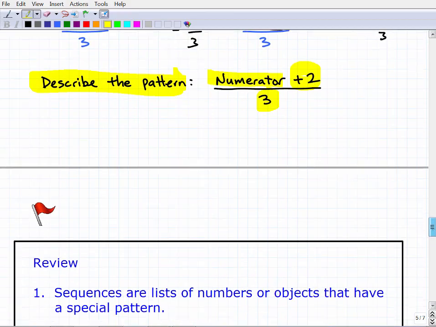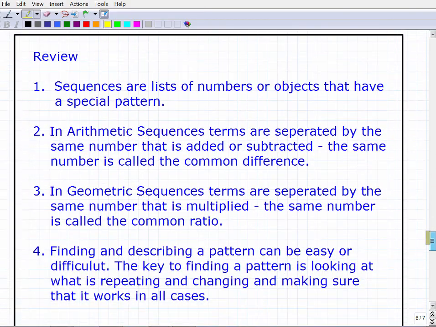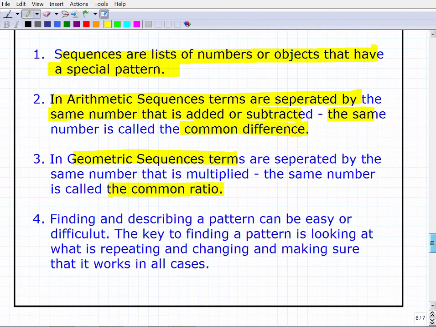Okay, so that's going to wrap it up. In review, sequences are a list of numbers or objects that have some sort of special pattern. That's the main idea. In an arithmetic sequence, terms are separated by the same number that is added or subtracted, called the common difference. In a geometric sequence, same idea, but the same number is called the common ratio. And lastly, finding and describing a pattern can be easy, like with the triangles, or more challenging, as we looked at with numeric patterns or sequences that are not arithmetic or geometric.